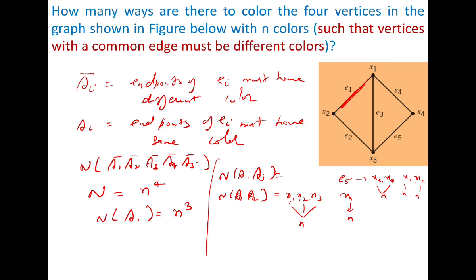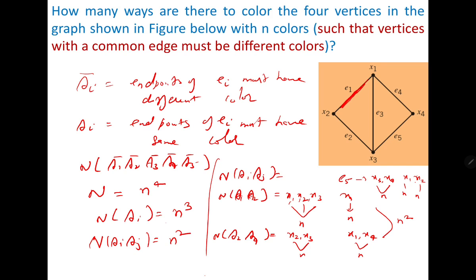And if I choose the non-adjacent edges, which means their endpoints are not common, for example a2 a4, in case of a2, x2 x3 are the endpoints and x1 x4 are the endpoints, n choices for this one and n choices for this one. So two different cases are there. Of course in both the cases the answer is n square, but we need to discuss both the cases. So n of AI AJ is n square.